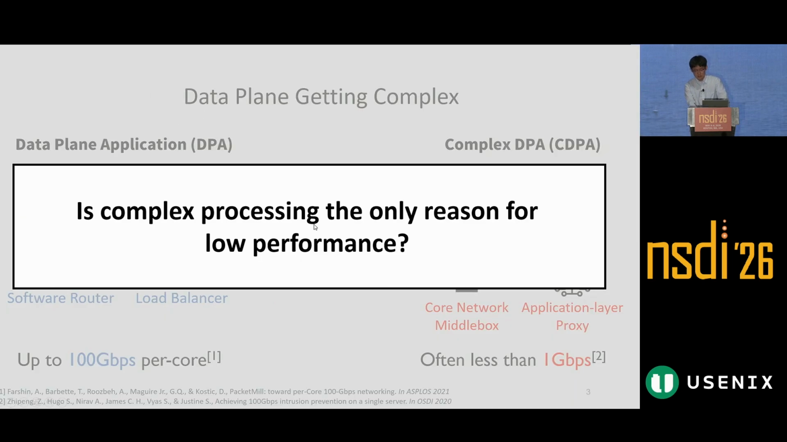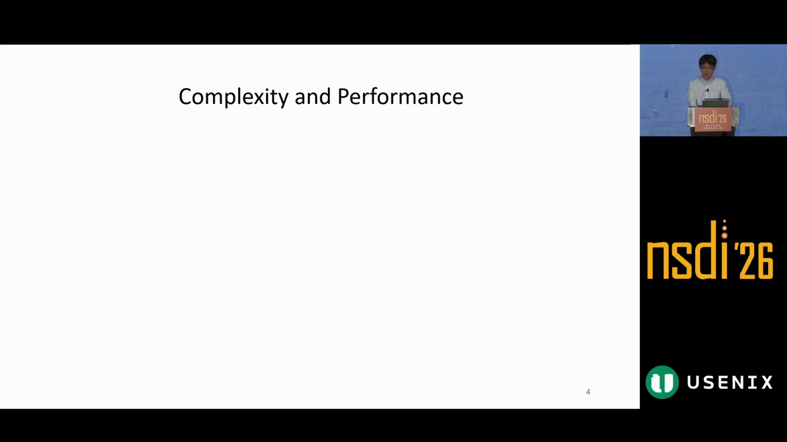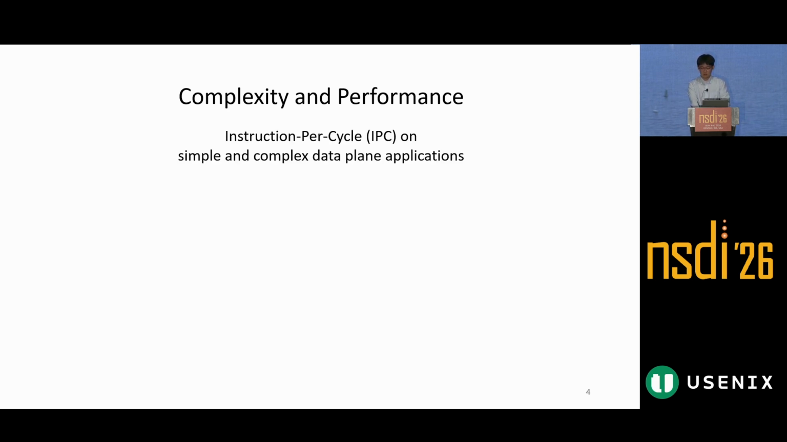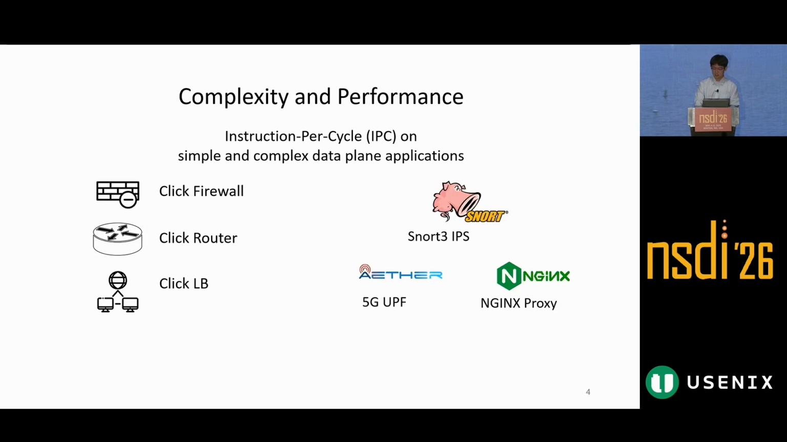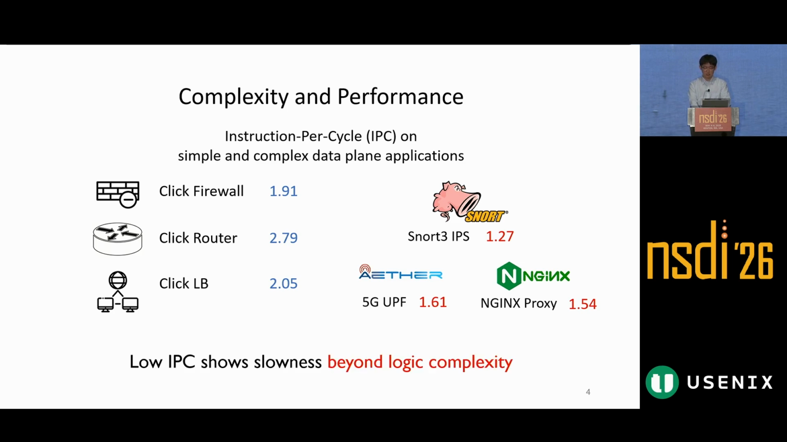So, however, we wonder if complex processing is the only reason that accounts for the low performance in CDPAs. With this question in mind, we profile the instructions per cycle, or IPC, of a set of simple data plane applications implemented with Click elements as well as some popular CDPAs. The results show that the IPC of CDPAs is significantly lower than the simpler ones, indicating that the CPU is not working efficiently. This suggests that there are microarchitectural factors under the hood beyond the complexity in the processing logic.